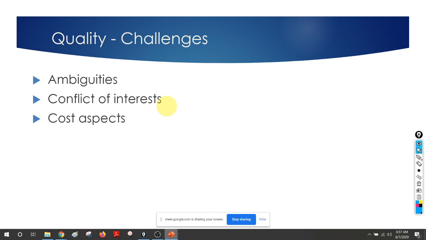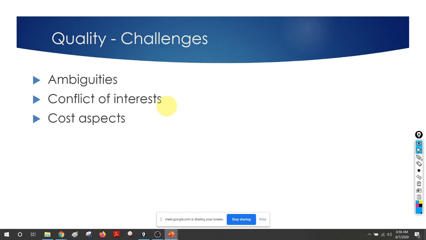Then the conflict of interest. Different people will look at quality in different ways according to their interest. Developers will look at it in one way, the project manager might look at it in a different way, and your customer might look at it in a different way. So that conflict of interest is also there.